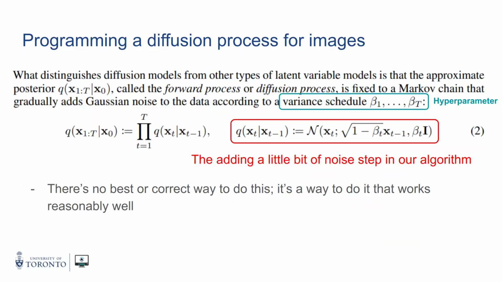Like I said on the last slide, there's no best or correct way to do this. There's just a few ways that work reasonably well. And this is a common paradigm in machine learning. Things that work reasonably well are usually Gaussian. We know a lot of things about them. They're tractable. We have analytic expressions dealing with them from statistics. And if it can be Gaussian, why not? It makes things easier later on.